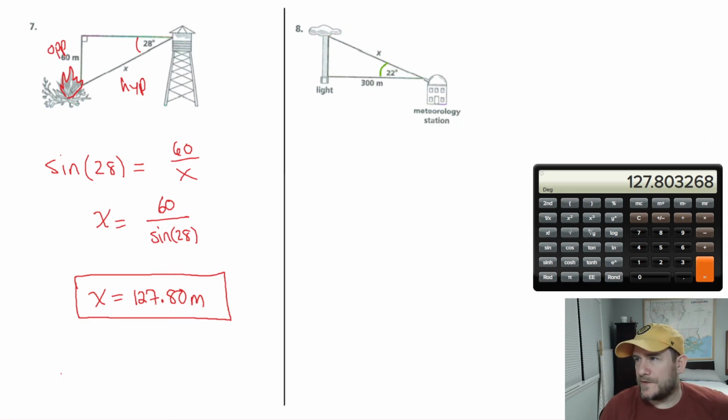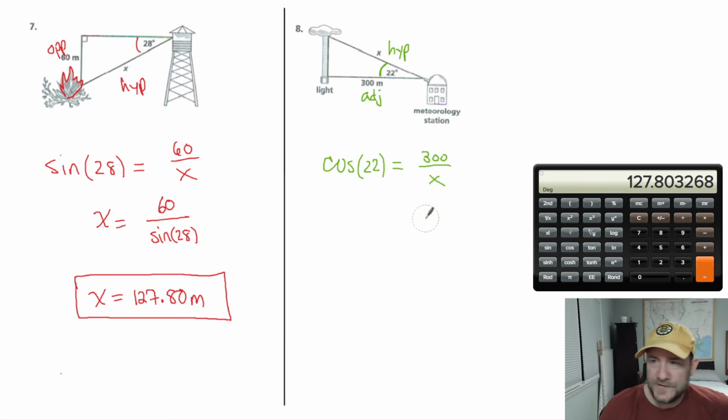you've got this 22-degree angle, and opposite isn't given, but x, the hypotenuse, is what we're searching for, and this adjacent side, 300 meters, we've given that too. So this is a cosine equation. Cosine of 22 equals 300 over x. This is another one with x in the denominator.